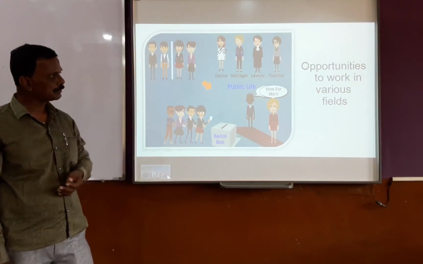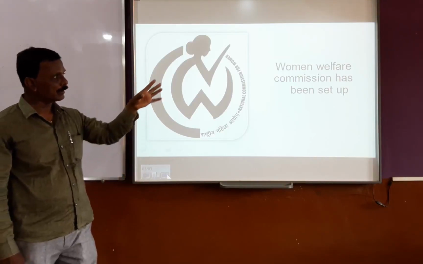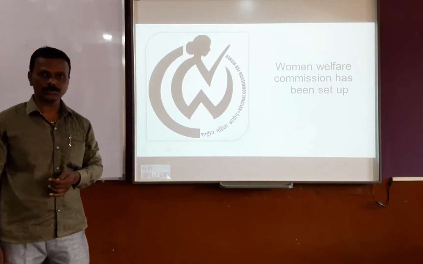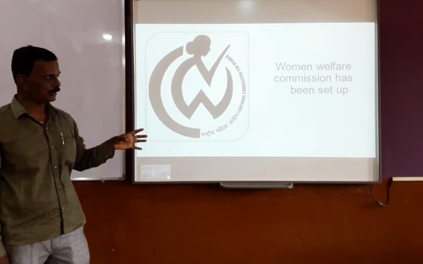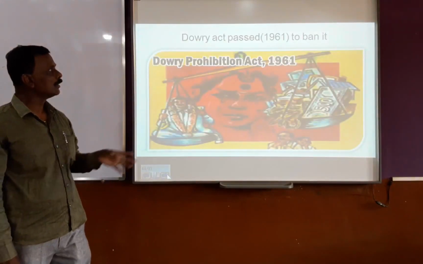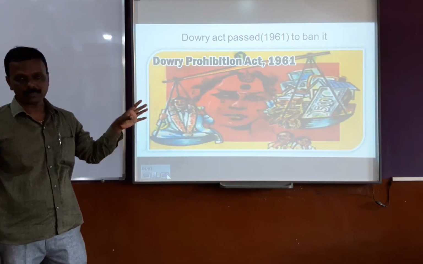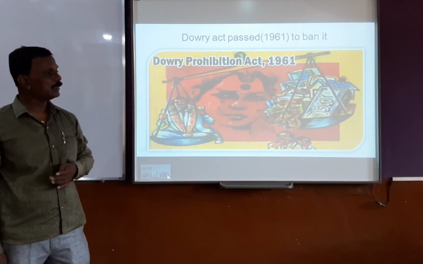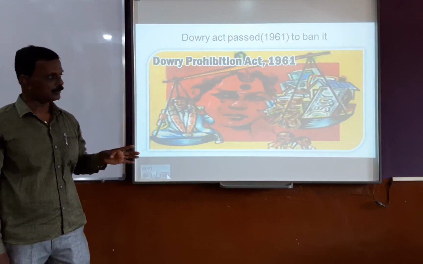The next one. The third one, the Women Welfare Commission, has also been set up by the government. What for? To protect the welfare of women. Next one. The Dowry Act was passed by the government in the year 1961. What for? To ban dowry.